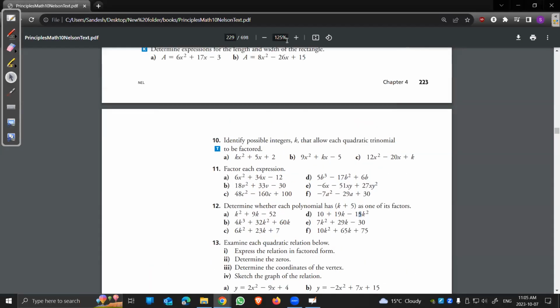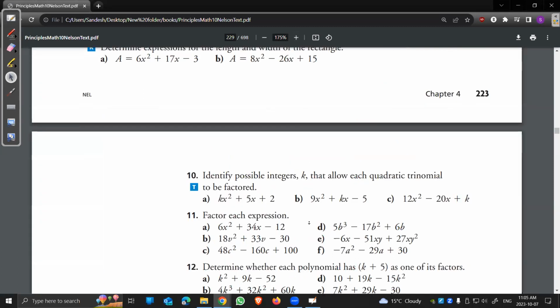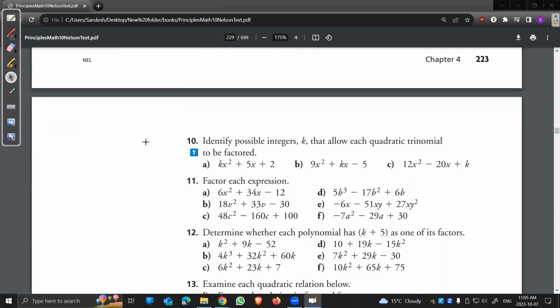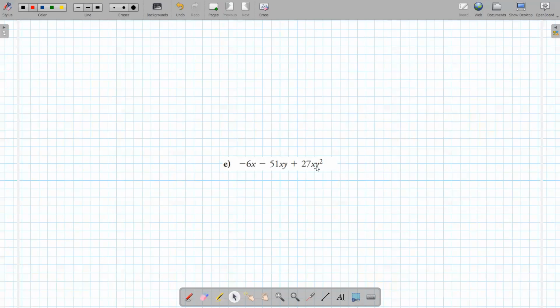So it's pretty simple, right? Factoring is pretty simple, but not every single time you're going to get something that's easy to factor. Like the last question that we were doing 2 weeks ago. Let's try this one.